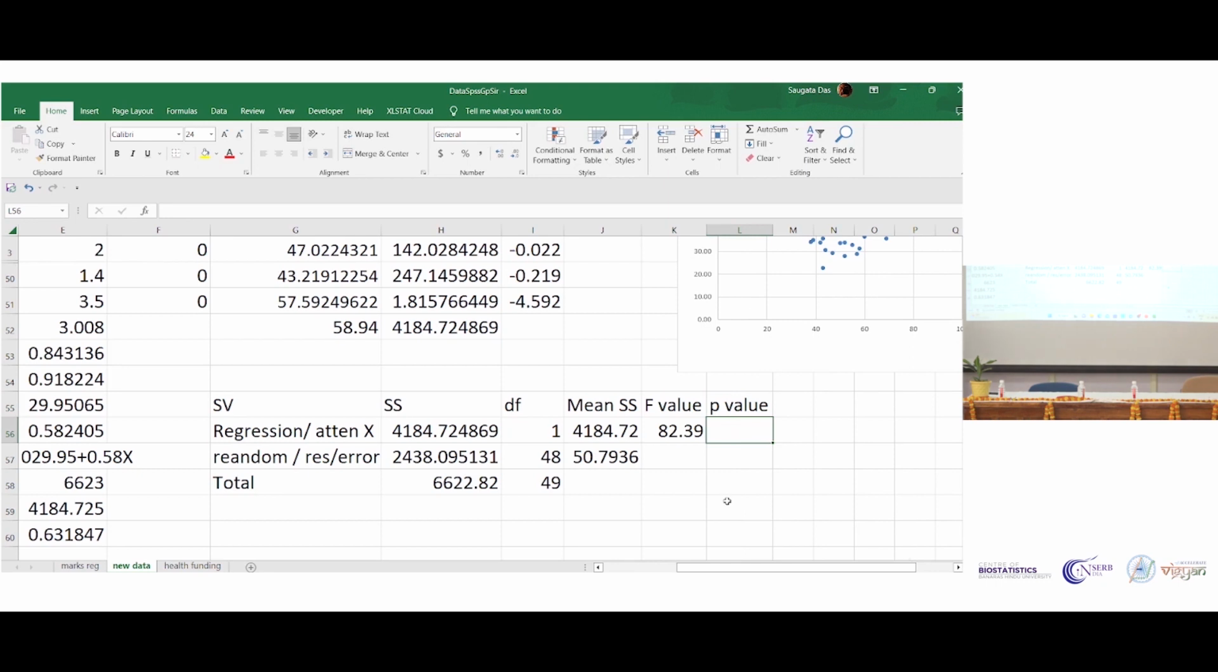We use, you can write it down, we use F probability distribution to get the p-value for the calculated F value.